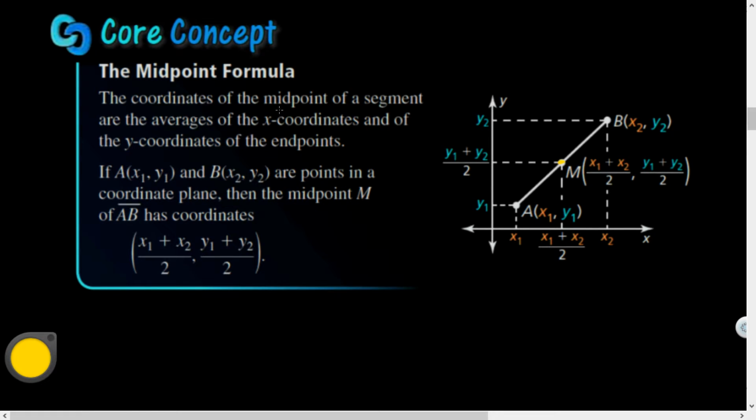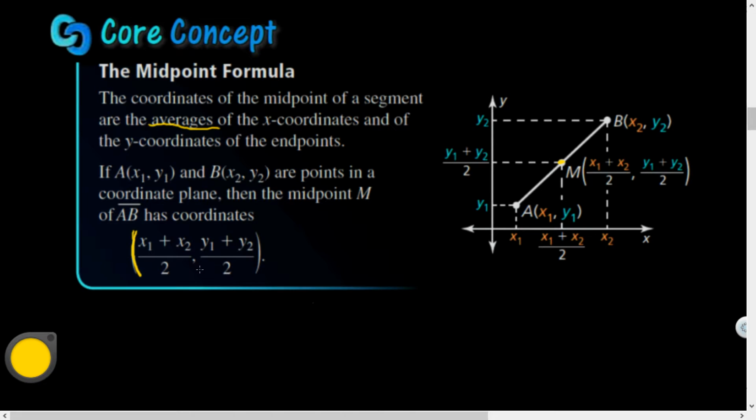The coordinates of the midpoint of a segment are the averages of the x coordinates and the y coordinates of the endpoints. So if A is at x1, y1, written in generic terms, normally these x1, y1, x2, y2 will be individual numbers or expressions. If I wanted to find the midpoint, I would find the average of the x's and the average of the y's, and then write that as a new coordinate.